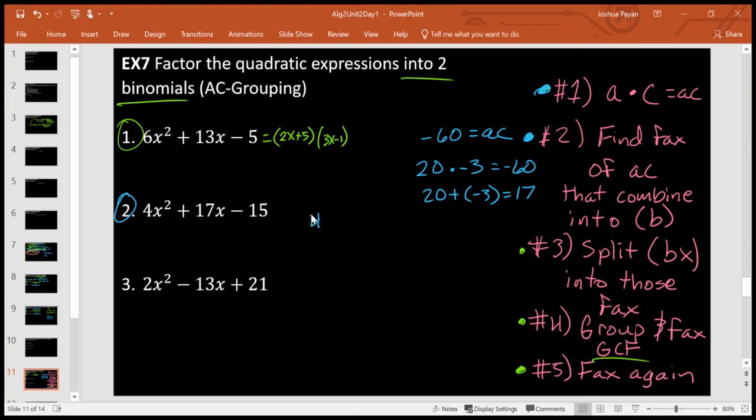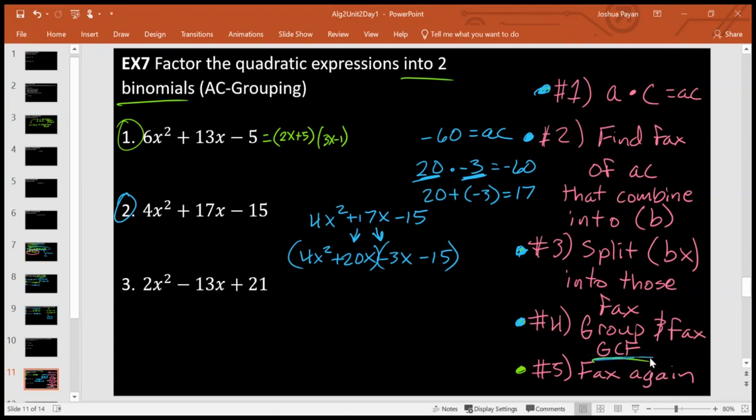So 4x squared plus 17x minus 15 is going to get split, because that's our next step, step 3, we split bx into those factors that we just found. So now we have 4x squared, not plus 17x, but plus 20x, minus 3x, and then we still have that minus 15. And then we group and factor.